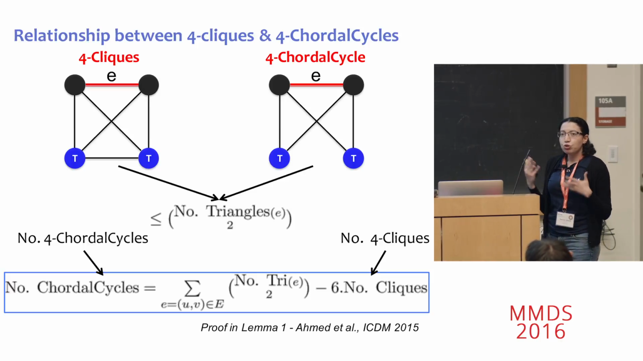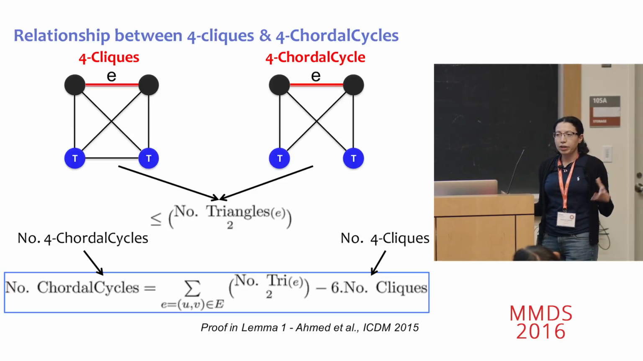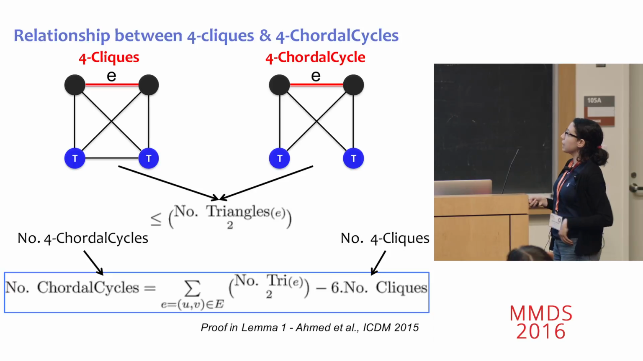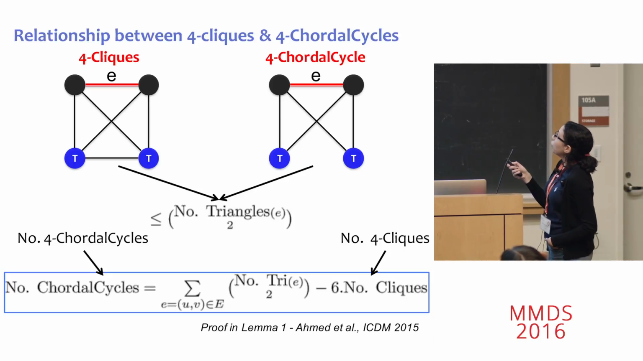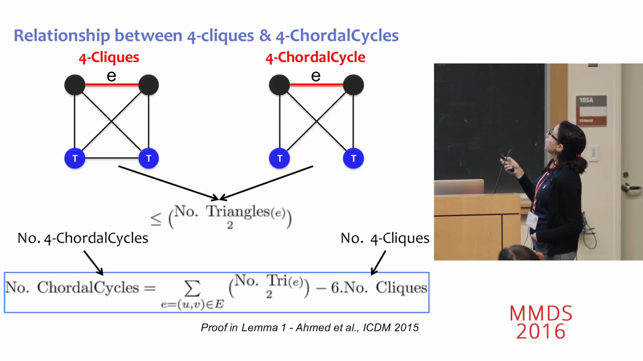Now, I'm not going to have too much time, of course, to talk about all these combinatorial relationships, but I would like to give some sense of it. So here is an example that shows the relationship between 4-cliques and 4-chordal cycles.